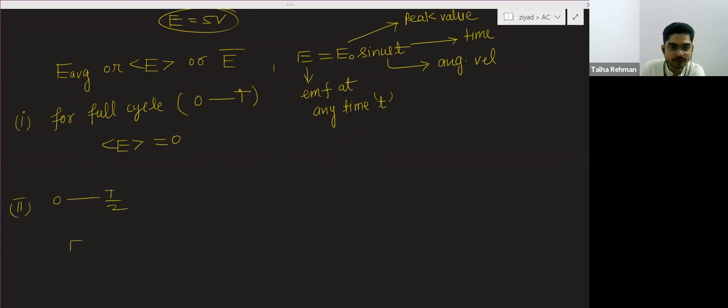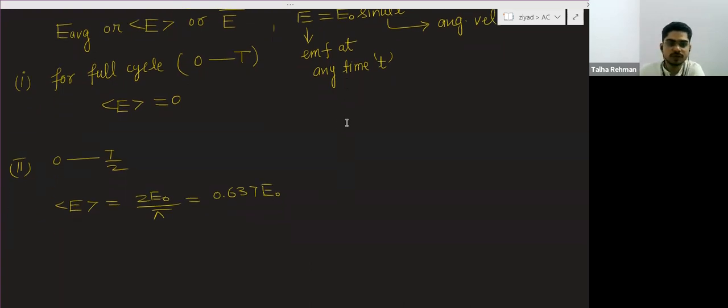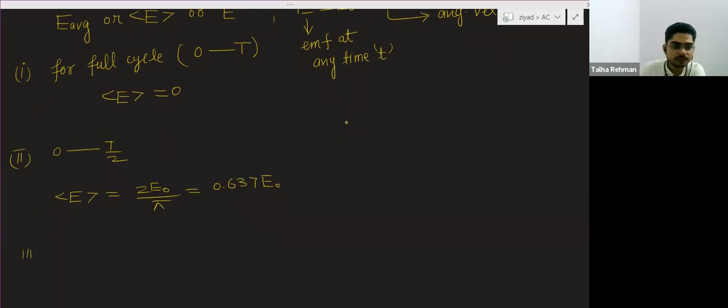You will get average value of EMF 2 E naught divided by pi, or 0.637 of E naught. Okay, so RMS value we calculate for 0 to T time, for full cycle. So what is E RMS? E RMS is given by peak value divided by root 2.